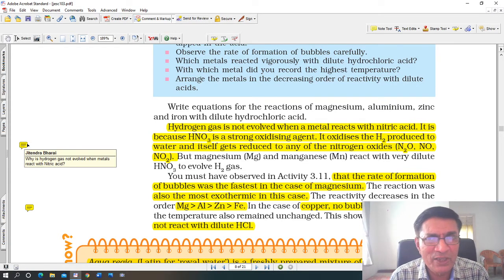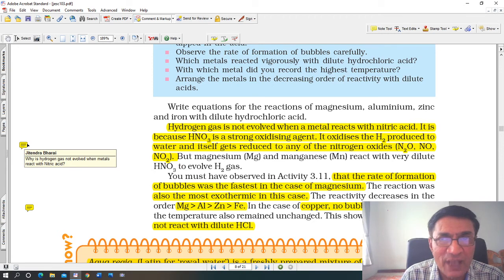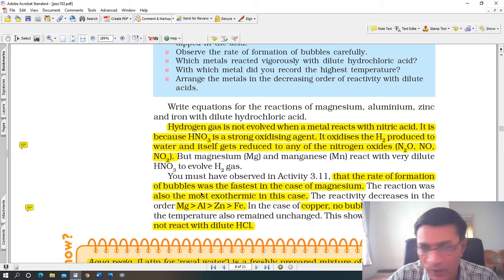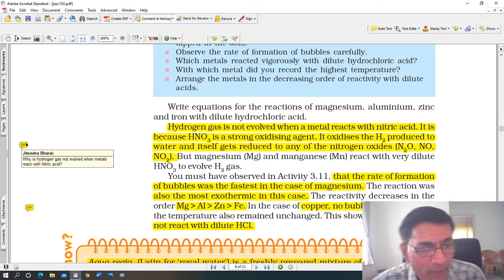Magnesium और manganese के साथ very dilute nitric acid के साथ हाइड्रोजन होता है, but mostly nitric acid is never used, okay, in the lab. लैब में हम हाइड्रोक्लोरिक एसिड या तो सल्फ्यूरिक एसिड यूज करते हैं to produce hydrogen gas with metals. Okay, so this is an important question. Why is hydrogen gas not evolved when metals react with nitric acid?